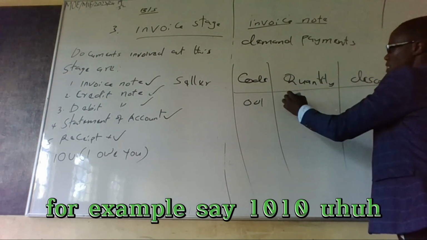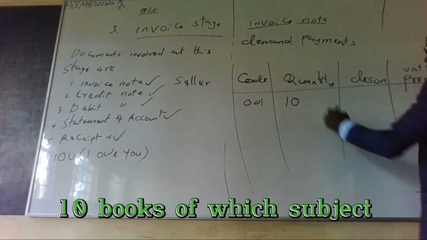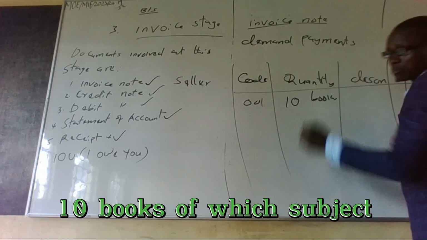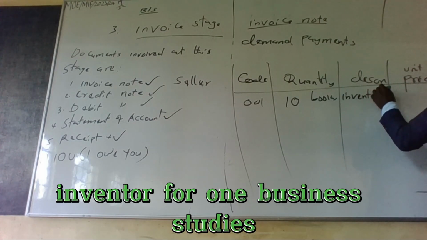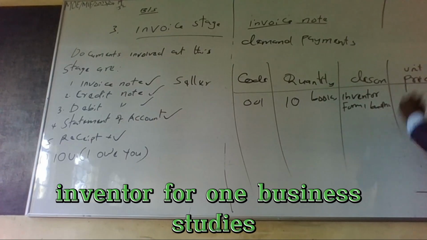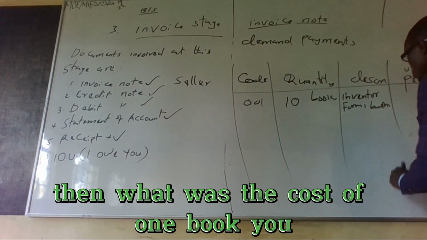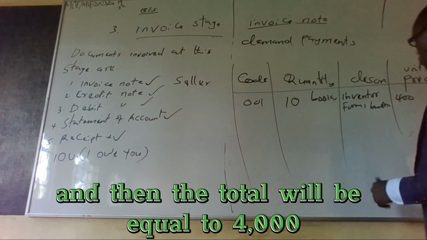For example, say 10 books. Of which subject? You say Inventor Form 1, business studies. Then what was the cost of one book? You say it was maybe 400, and then the total will be equal to 4,000.